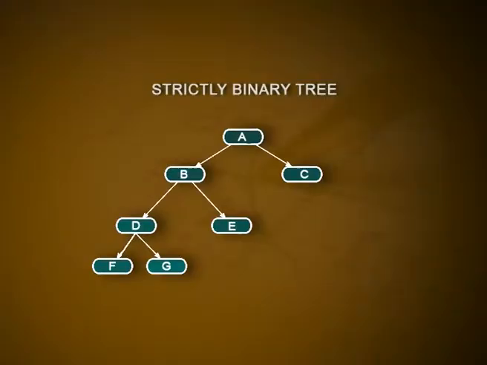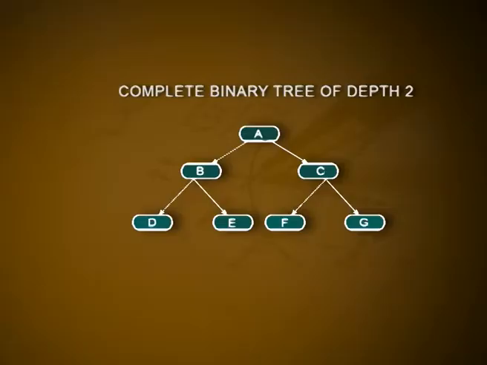If every non-leaf node in the binary tree has non-empty left and right subtrees, the tree is called a strictly binary tree. A complete binary tree is depicted in the following figure. A complete binary tree of depth D is a strictly binary tree with all leaves at the same level D. A complete binary tree of depth 2 is given below.